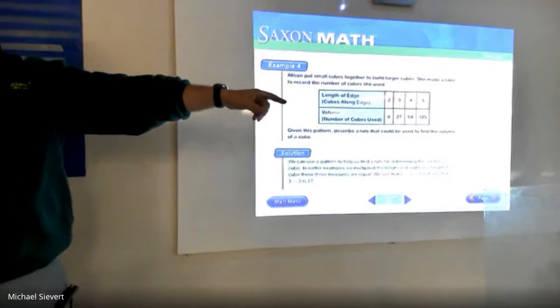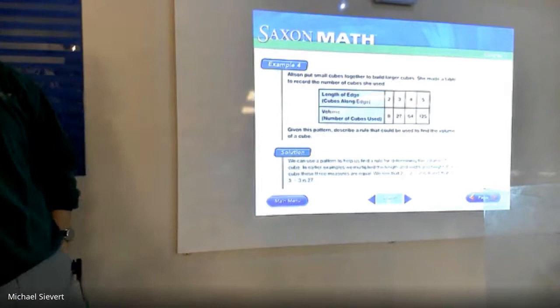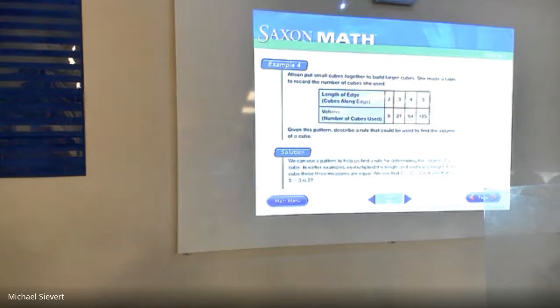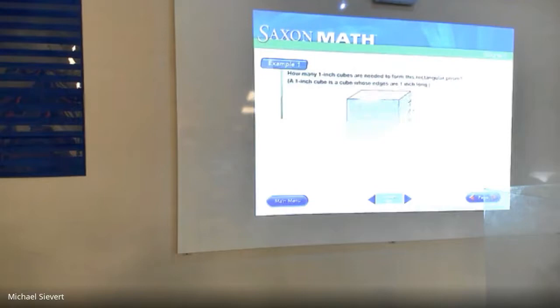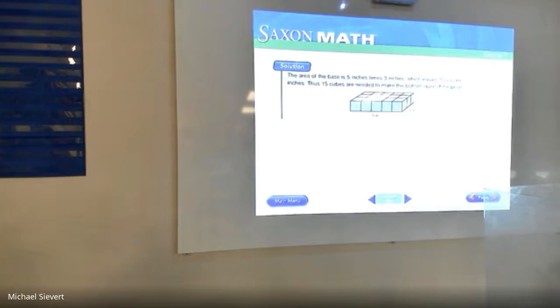All right. Allison put cubes together to build large cubes. She made a table to record the number of cubes. I'm going to skip this one, because there's no question like it on your exit ticket. But I do want to talk to you about one thing before you go to your exit ticket, because we didn't talk about it too much.